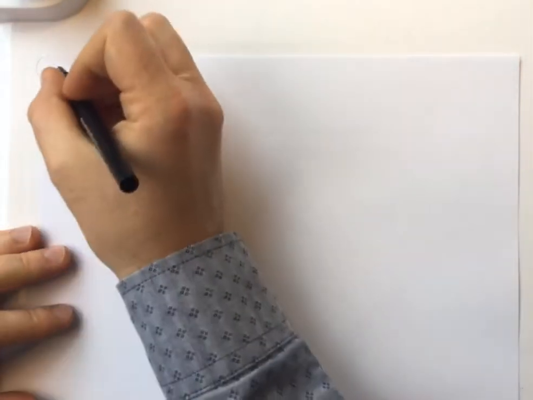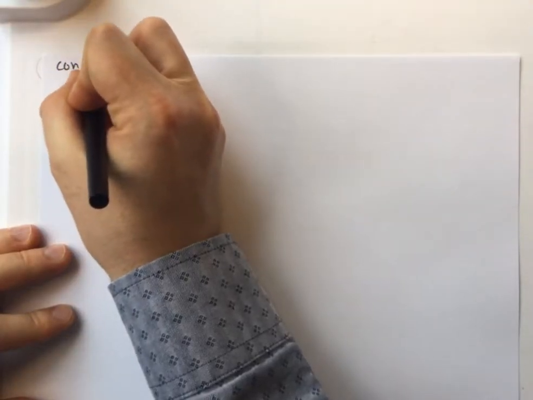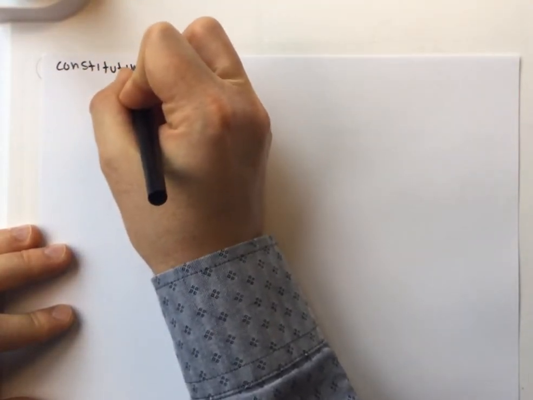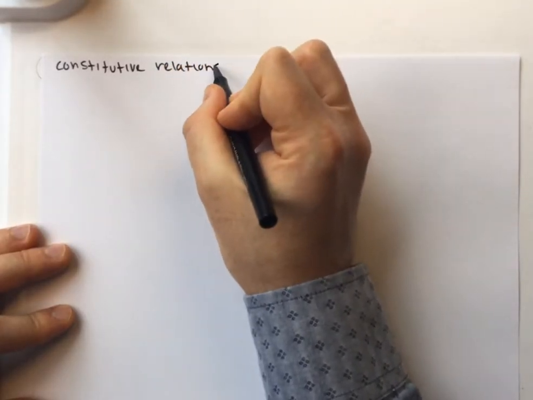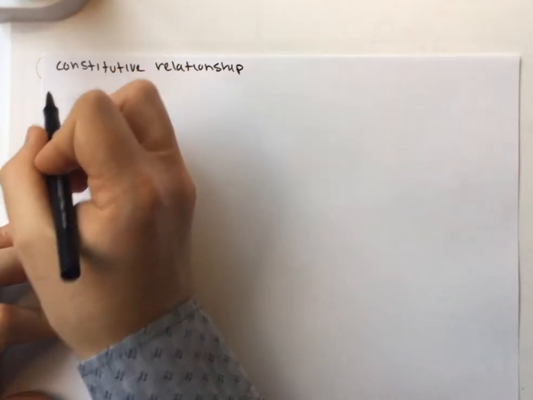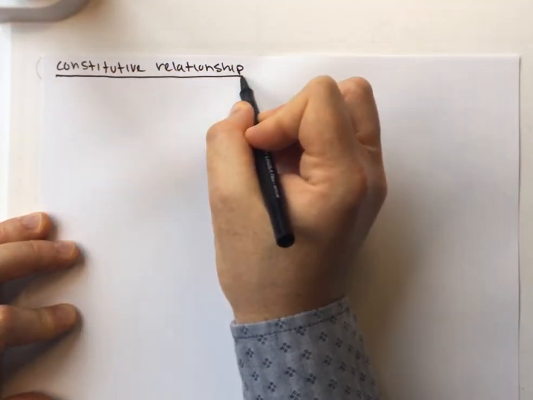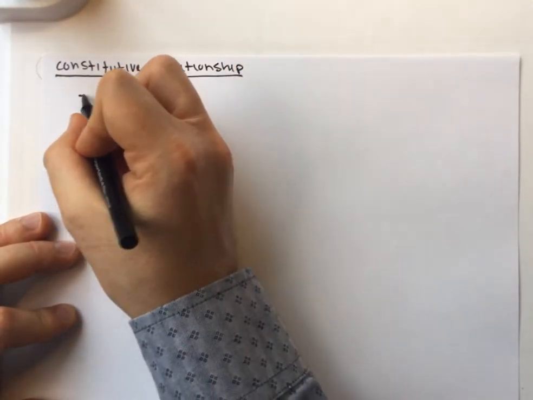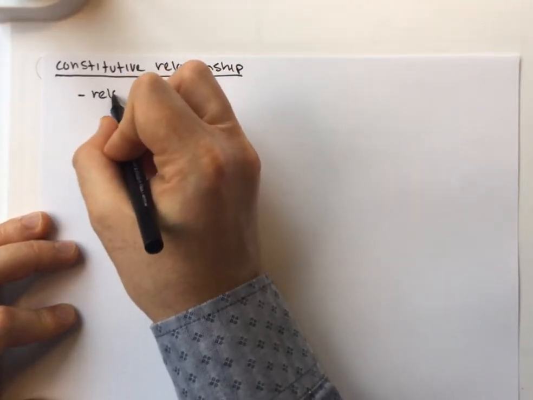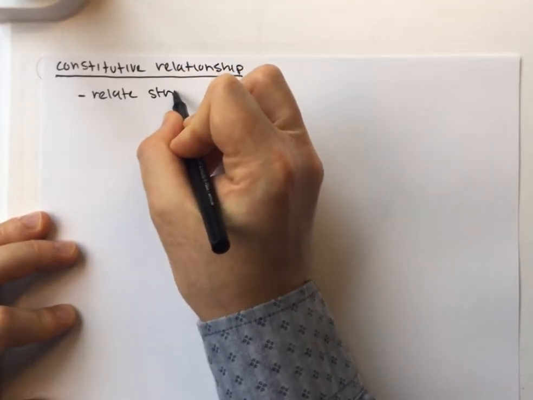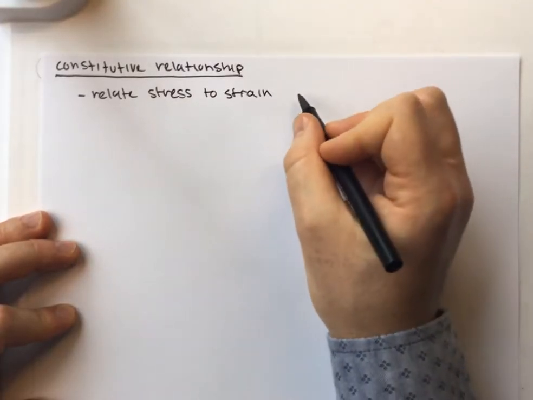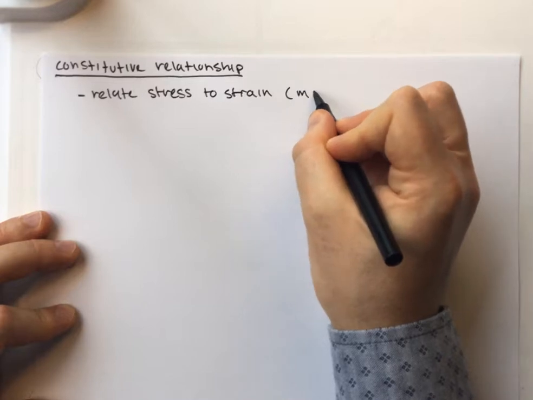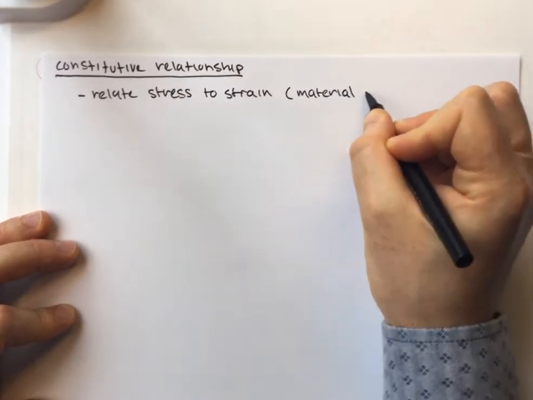Okay, and so the last of our fundamental relationships is going to be the constitutive relationship. Constitutive relationship. Gotta make sure I spell that right. Okay, and its job is it's going to relate stress to strain. So those are our two fundamental quantities. There are material properties, or quantities.